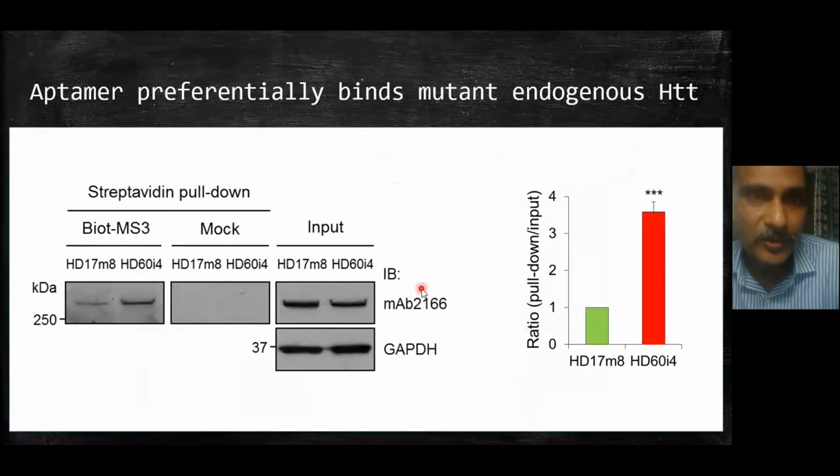Also, we wanted to see whether this aptamer can pull down endogenous Huntington or not. So we used a biotinylated form of MS3 aptamer, and then we did a pull down assay. So you can see that in the cells expressing either the wild type or the mutant Huntington, and this is wild type, the pull down of mutant Huntington was significantly more using this aptamer. So again, it shows that even for endogenous protein, this aptamer works nicely.